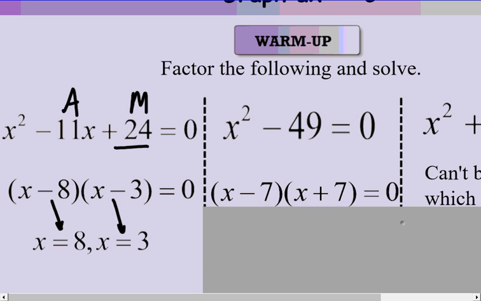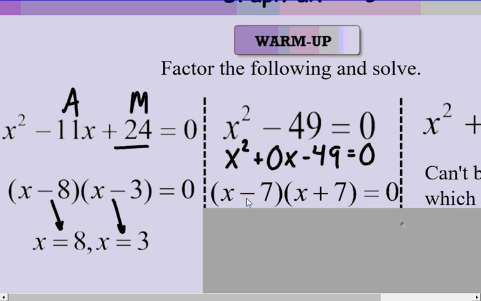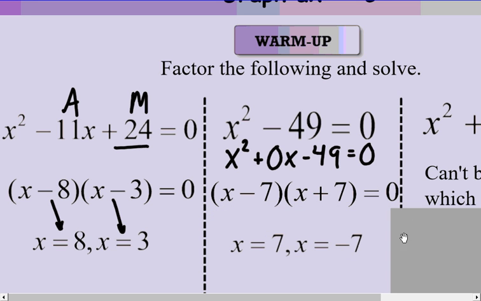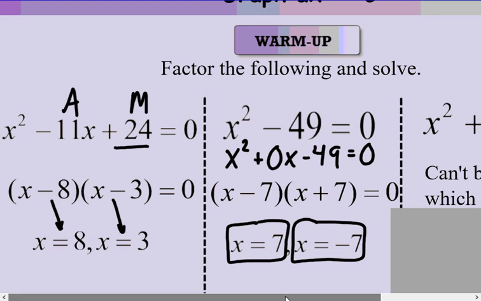The second one, you should have realized this could be written as x squared plus 0x, if there's no middle term, minus 49 equals 0. We call this a difference of squares because x squared is squared and the 49 is a square number, as you can see. And when I factor it, I get x minus 7 and x plus 7. 7 and negative 7 are the 2 factors. Positive 7 and negative 7 are also going to be your 2 answers.